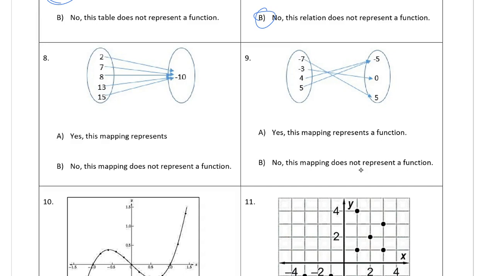On to number 8, we see each x value only has one arrow leaving it. So we're good to go. This one would be a function. Number 9, same thing here, we look. Each x value only has one arrow exiting it, so it goes to only one y value. Therefore, it is a function.